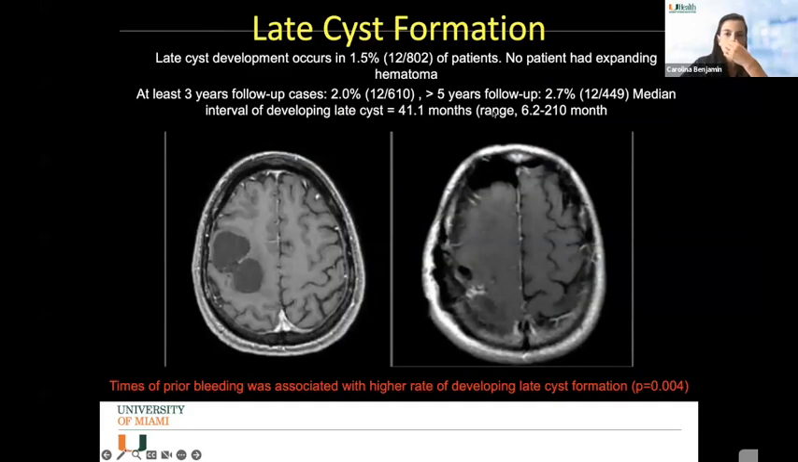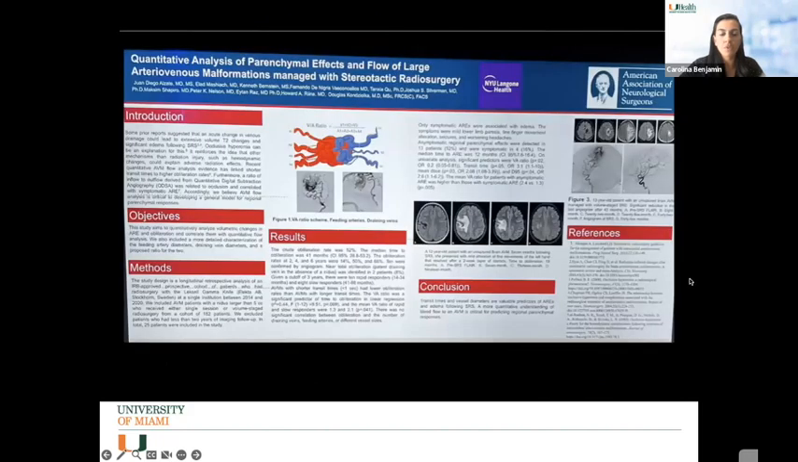Other late complications are cyst formation, and that can happen in a small number of patients. A history of prior bleeding was associated with a higher rate of developing late cyst formation. Whether that has to do with the fact that prior bleeds may lead to some cystic change pre-SRS, that could be the case here, but that was significant, at least in the Pittsburgh series.